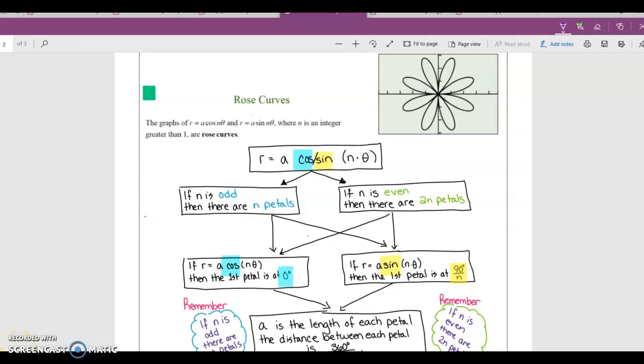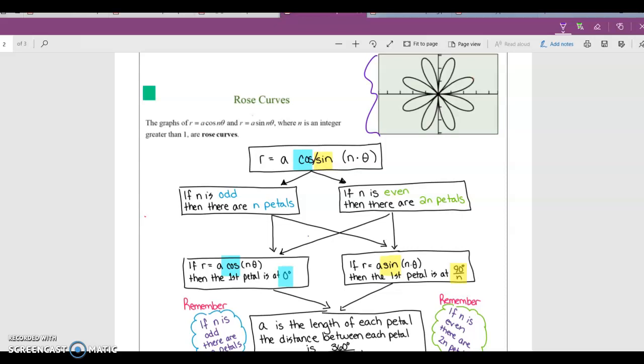Hello all, welcome to part 2 of today's lecture on polar graphs. Our last shape that we're going to talk about is rose curves, so probably not as familiar as lines and circles are. This graph right here is an example of a rose curve.